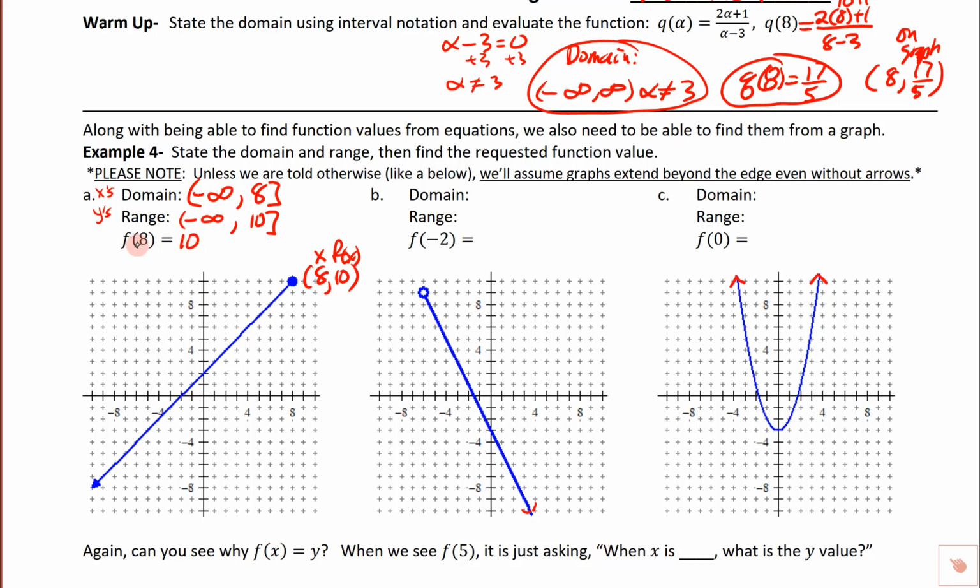We literally just say, okay, I'm going to go to 8 on the x-axis, and then I'm going to figure out what the function value is. Where is the graph? Is it up here at 10? Is it down here at -2? Exactly where is it? So let's take a look at the next one. The next one's slightly different.